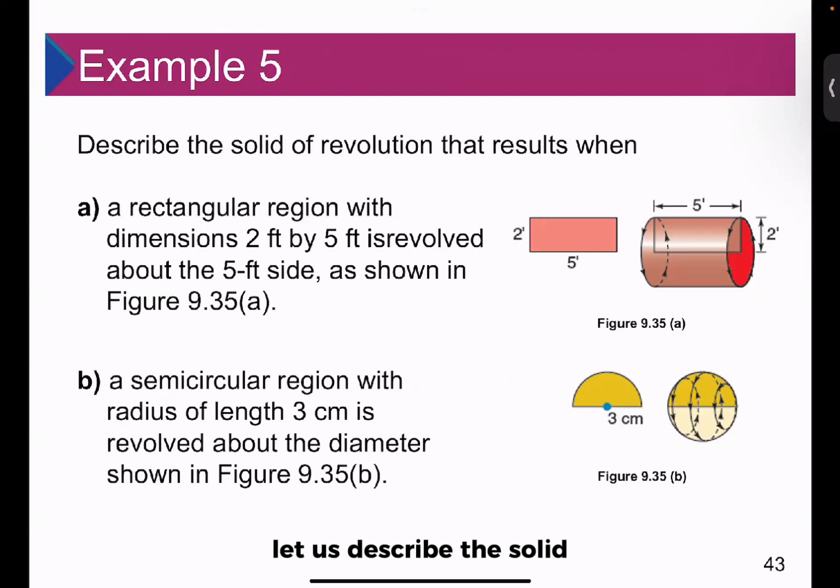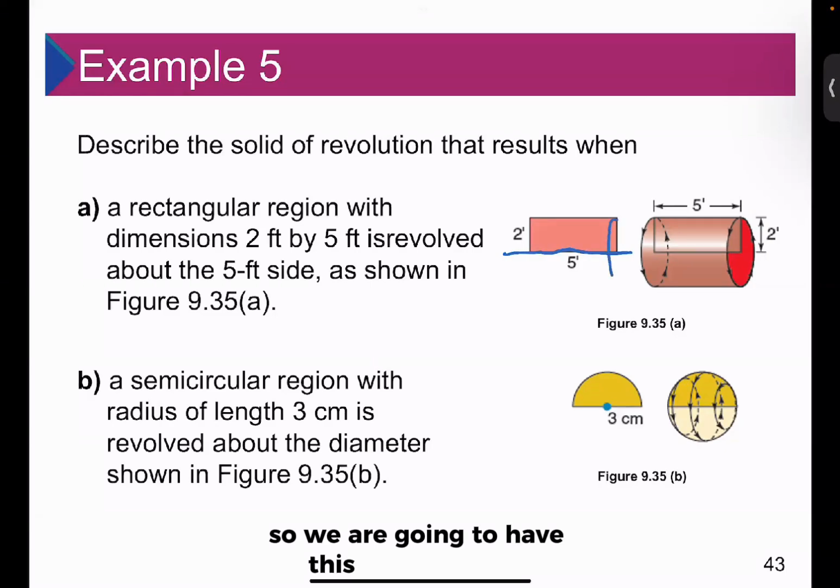Let us describe the solid of revolution that results when a rectangular region with dimensions 2 feet by 5 feet is revolved about the 5 feet side, as shown in figure 9.35a. So what happens is we rotate it about the 5 feet side. So we are going to have this being rotated about this axis, and we are going to have a cylinder.